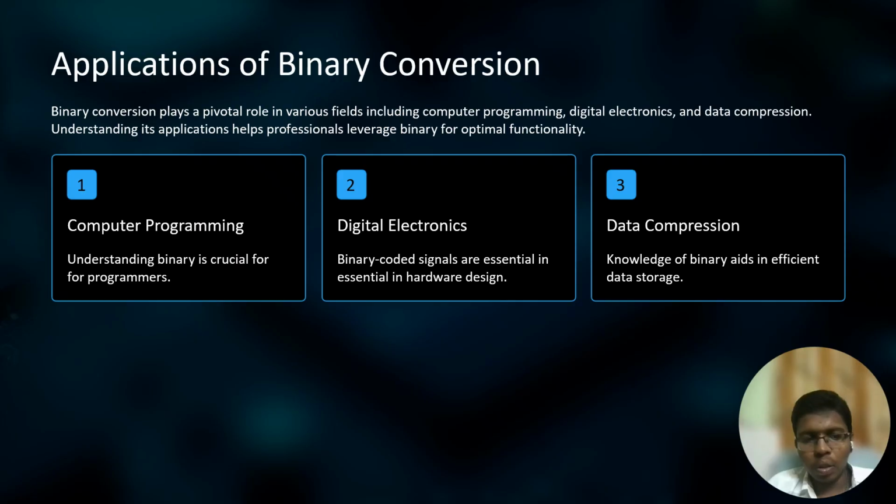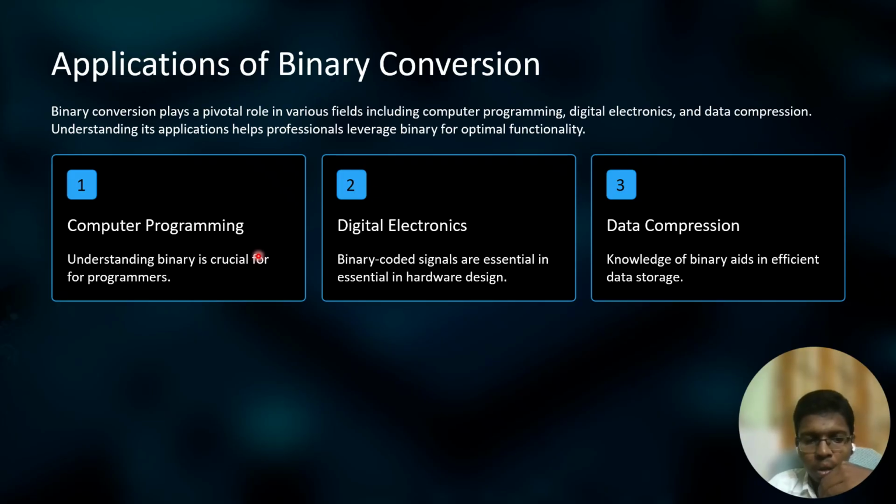Applications of binary conversion. Binary conversion plays a pivotal role in various fields including computer programming, digital electronics, and data compression. Understanding the applications helps professionals use binary for optimal functions. So we can use binary conversion in computer programming, also in digital electronics and data compression.